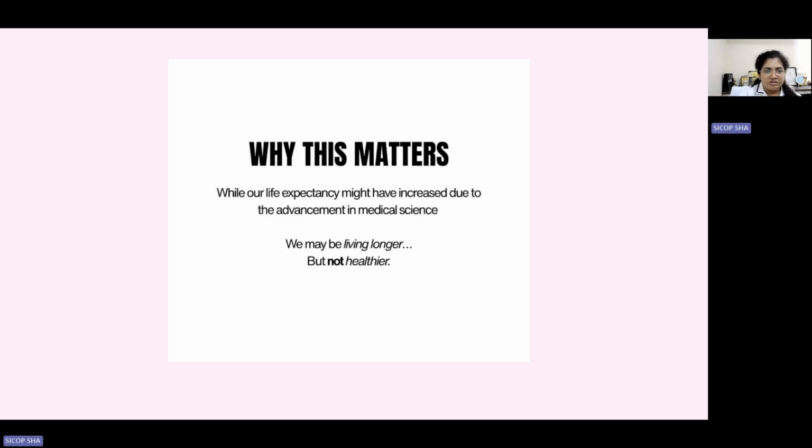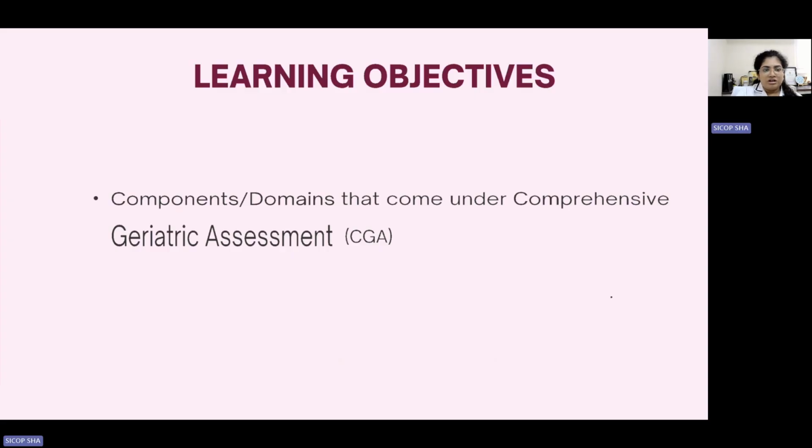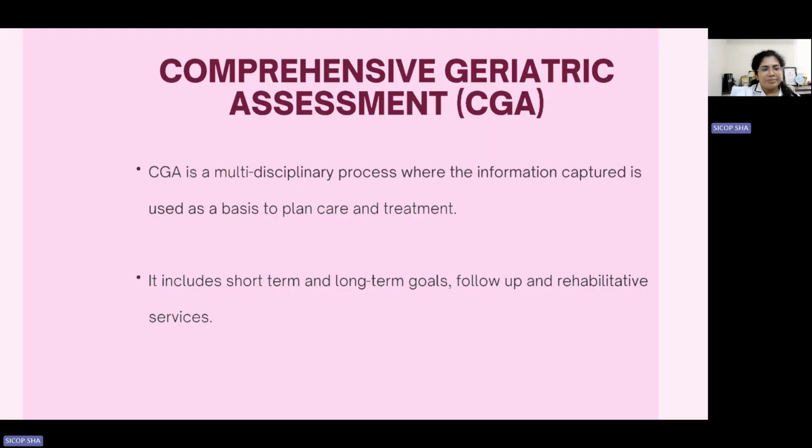For this, we will be learning the components and domains that come under comprehensive geriatric assessment. Comprehensive geriatric assessment is a multidisciplinary process where the information captured is used as the basis to plan care and treatment. It includes short-term and long-term goals for follow-up and rehabilitative services.